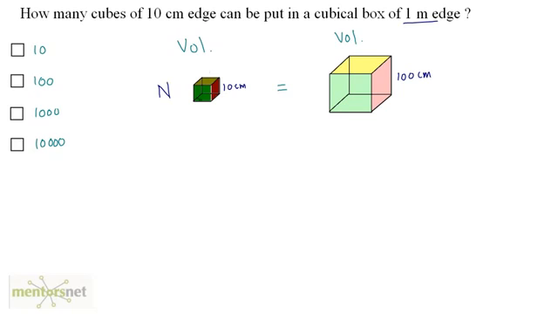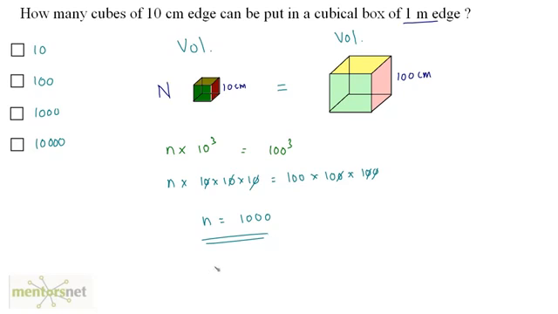So what will be the volume of n cubes of 10 centimeter length? Well, it is equals to n times 10 cube, that is side cube. We have 1 cube of 100 centimeters, so its volume will be 100 cube, isn't it? So n times 10 times 10 times 10. We have expanded it, and this can be written as 100 times 100 times 100. Okay, cancelling out 3 zeros and these 3 zeros, we have n is equals to 1000, right? So we require 1000 smaller cubes. Option C.